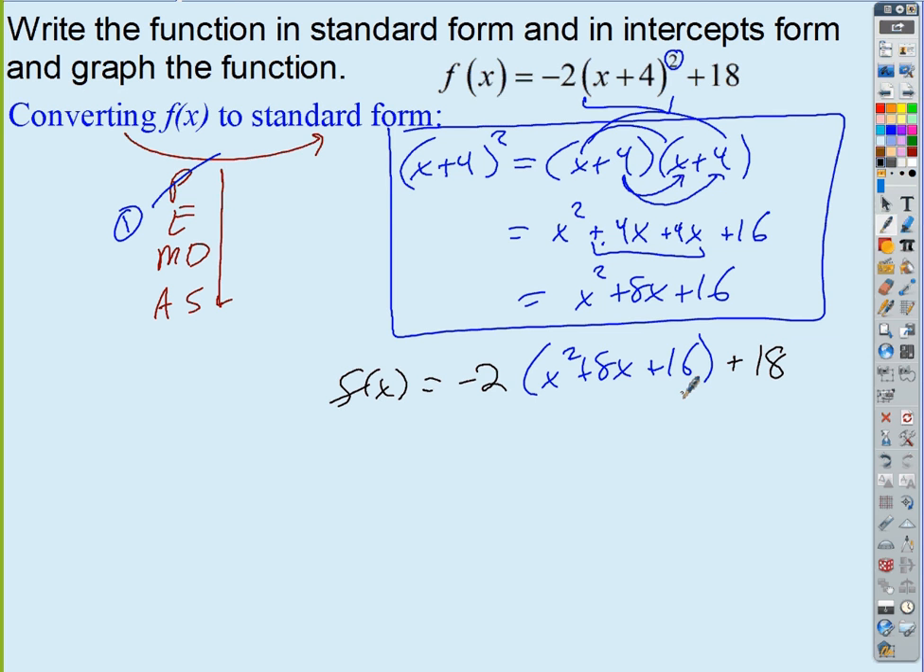Because what's the next step? The next step is multiply. What does multiply mean? In this case, distribute. I got to multiply the -2 times whatever I got there, don't I? Well, I have to multiply it by the whole thing, so I have to put it in parentheses. So when I distribute the -2, what do I get? -2x squared minus 16x minus 32 plus 18. So multiply was my second step.